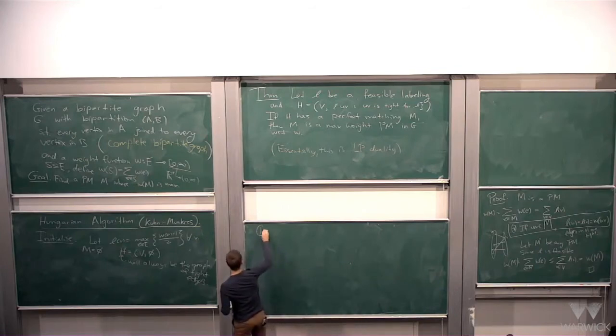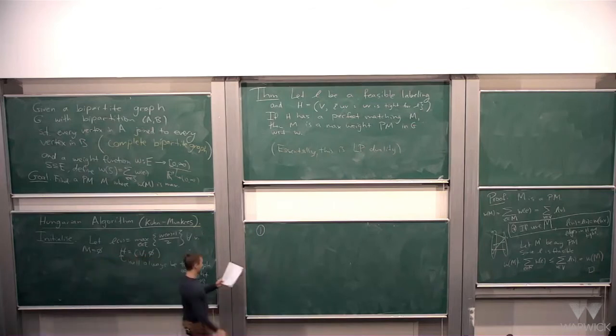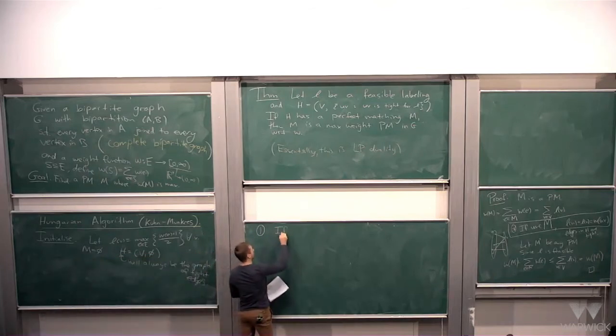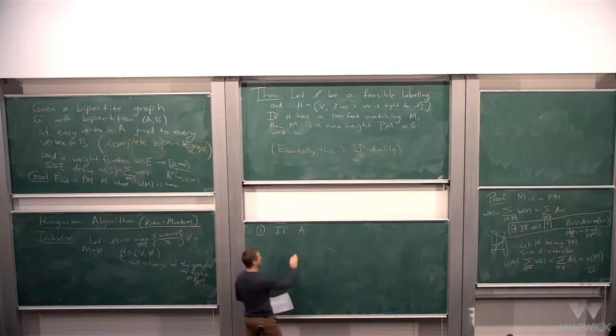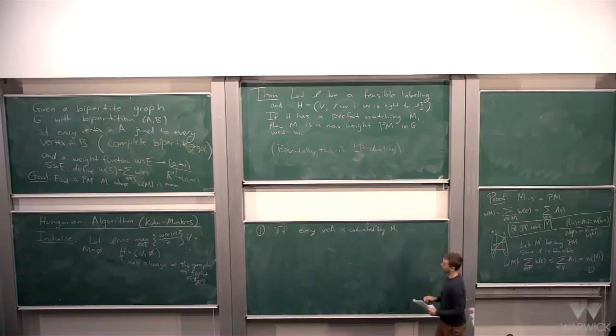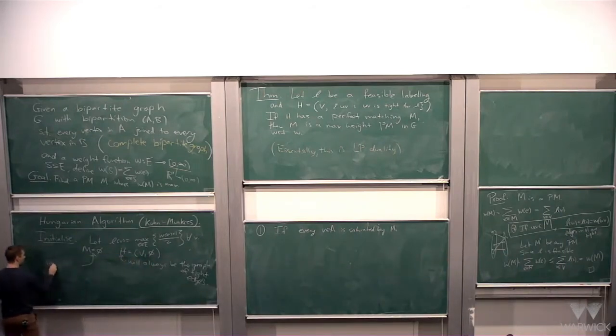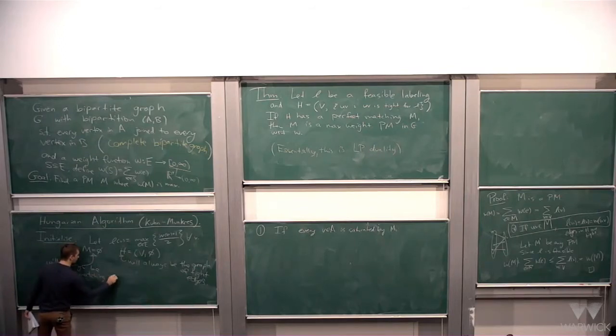So step 1. Initially step 1 is going to be sort of silly because, okay, what I'm going to say is, if every vertex of A is saturated by M, oh yeah, M, by the way, just another comment here, this will always be a matching, not just in G, but in the tight edges H.